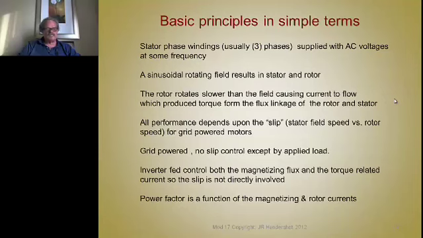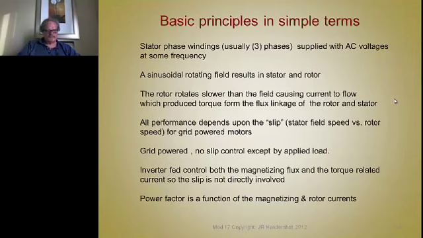The resulting performance depends on the slip, which is the stator field RPM versus the rotor RPM for grid-powered motors. And the slip is not controlled in grid-powered motors as an input parameter. It's a result of the load applied to the motor. So there's very limited control, and a specific torque-speed relationship results from that load-controlled slip. So grid-powered machines have no slip control except from the load.